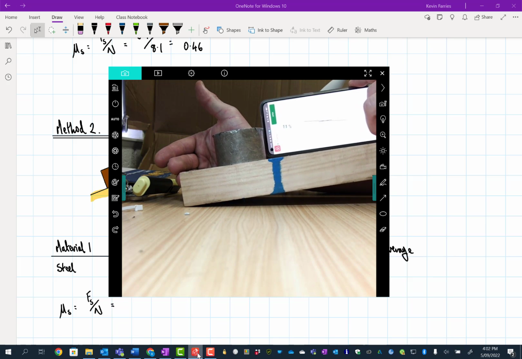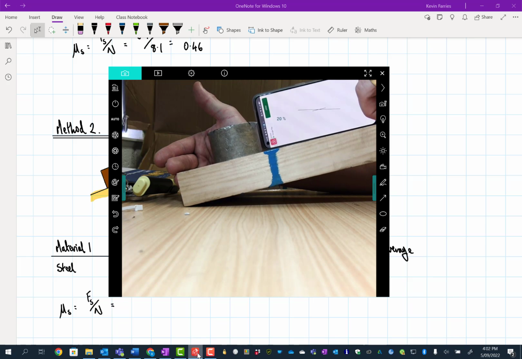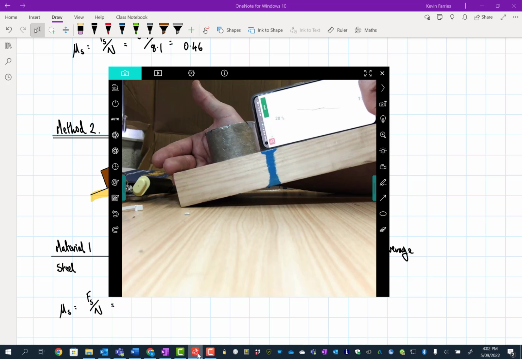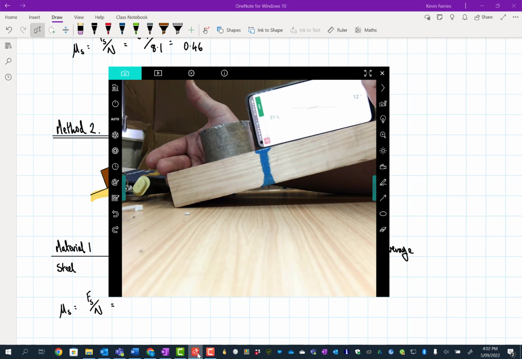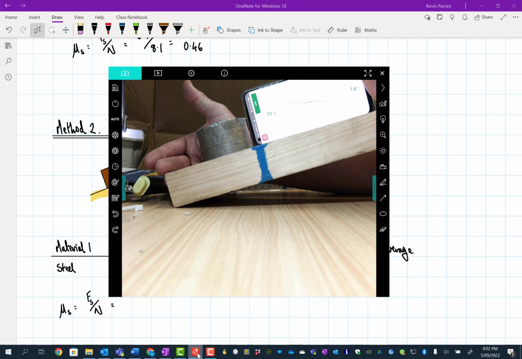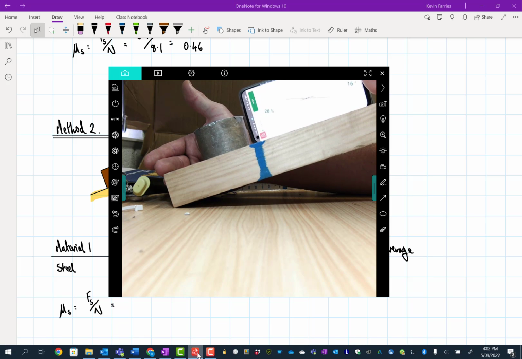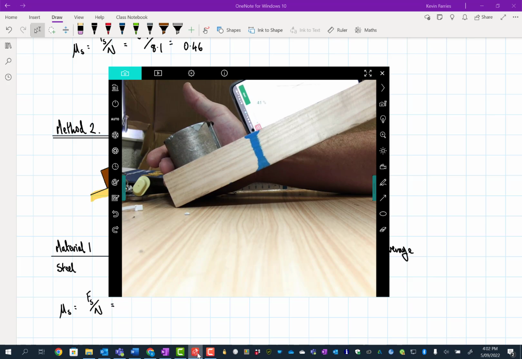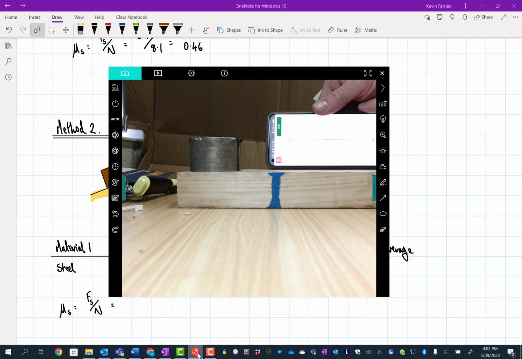So we're just increasing this. Let's move this across so you can see it. We're up at 12 degrees, 14 degrees. It's going to go outside your camera in a second, but it'll just keep going until it slips. So that slipped at 22 degrees.